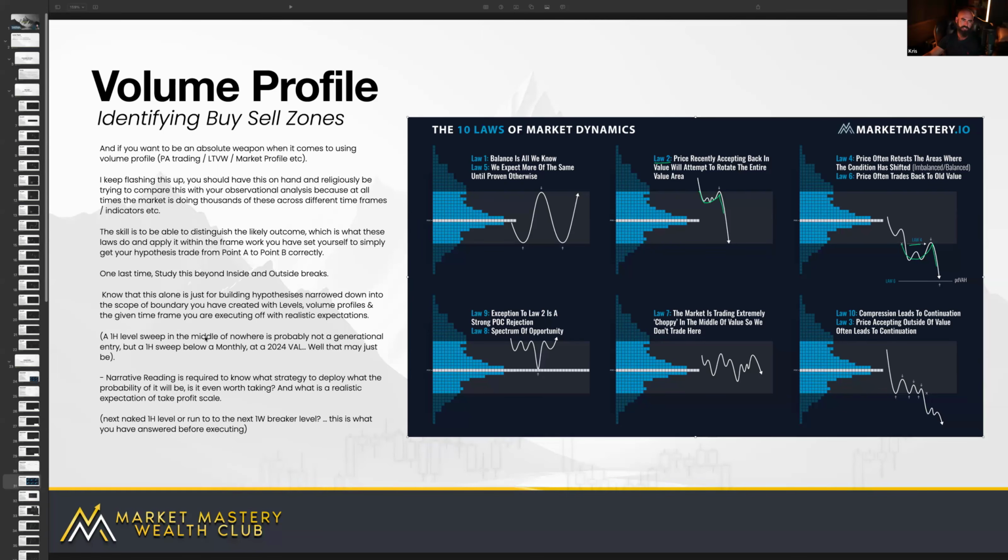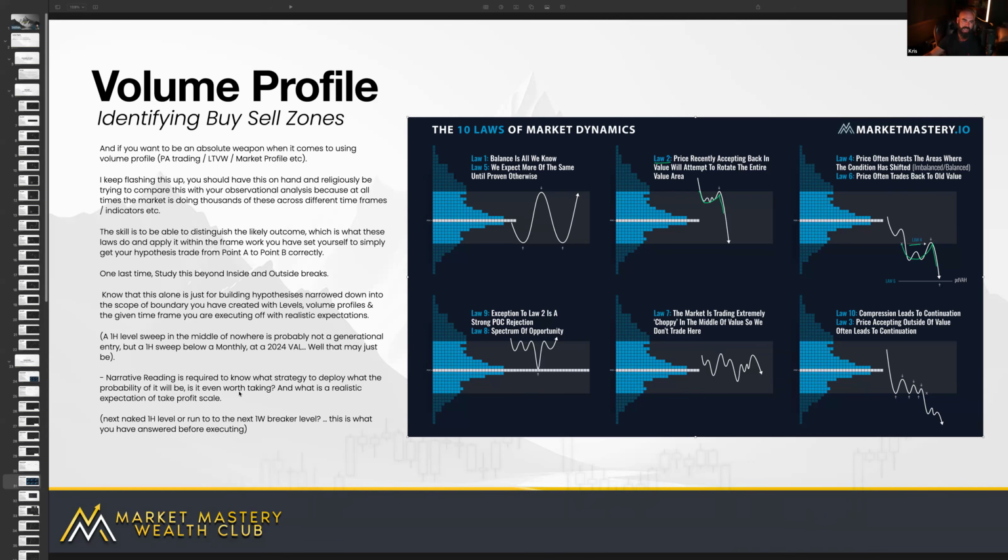Know that this alone is just for building hypothesis narrowed down into the scope of boundary you've created with levels. As we just discussed, a 1 hour level sweep in the middle of nowhere is probably not a generational entry, but a 1 hour sweep below a monthly at a 2024 value area low, what I just said, well, that may be it. That could be your first $1 million P&L. Who knows?